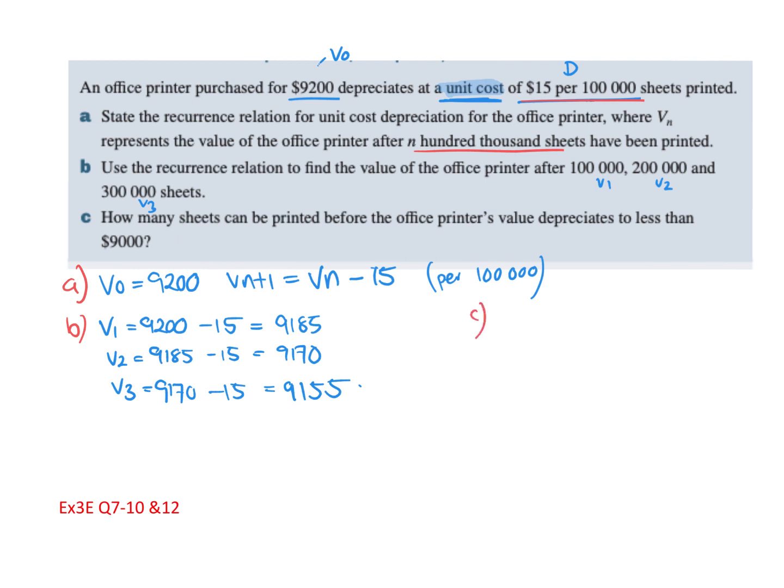Okay, and then it says after how many sheets, I'm going to do C over here, how many sheets can be printed for the office printer value to depreciate to less than 9,000? So this is where they want the value. So they want Vn to equal 9,000 or be less than that. So let's do the nth term rule. So the nth term rule states that you write Vn equals the V0, which is 9,200, minus n times D, which is 15.